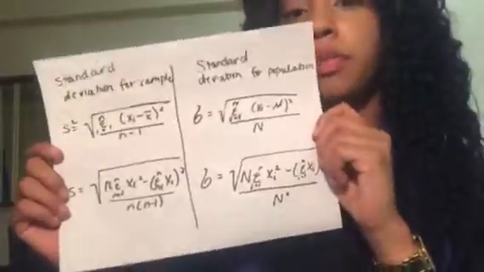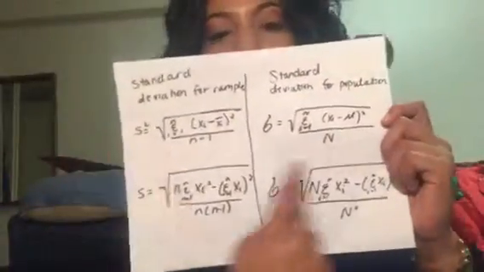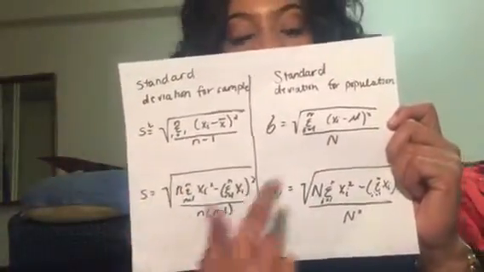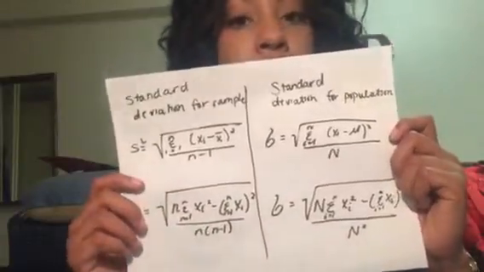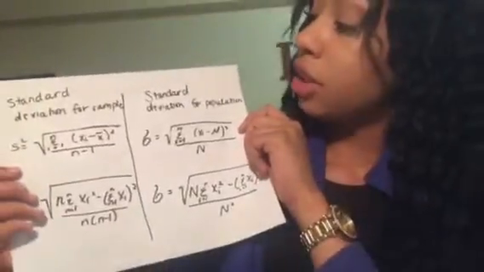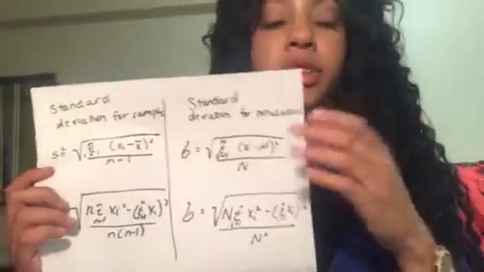The next one is standard deviation for sample and standard deviation for population. These are the two formulas for them. The only difference between both of these is that they are both square rooted. That's the only difference you have between the standard deviation and the variance.